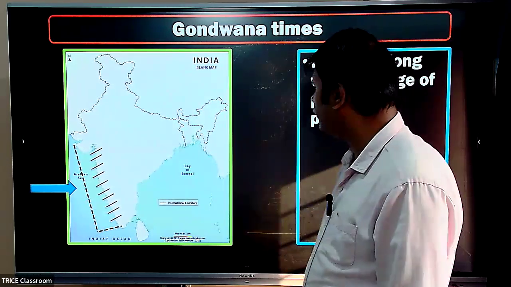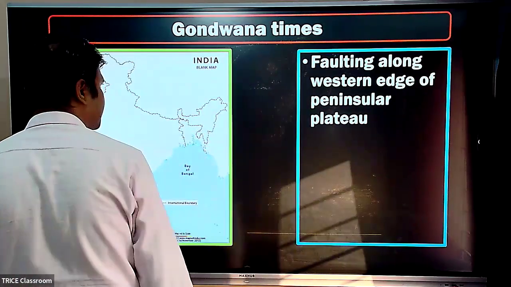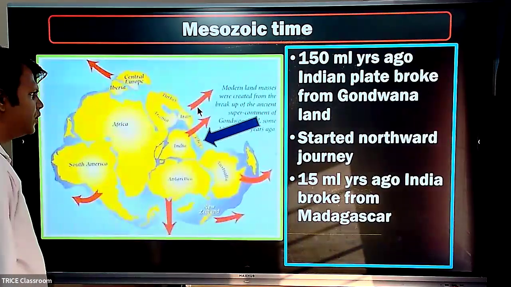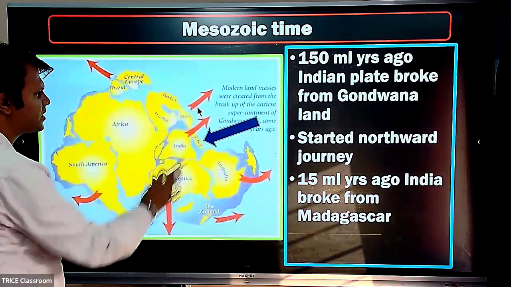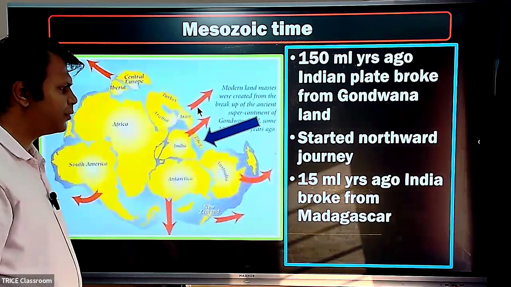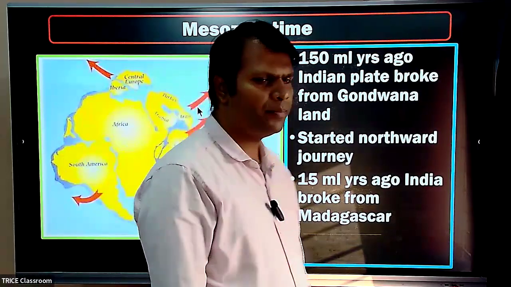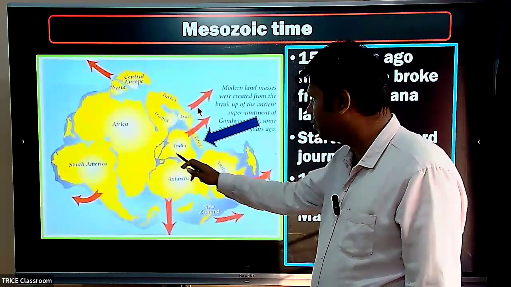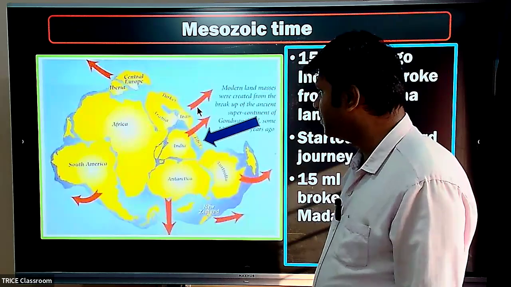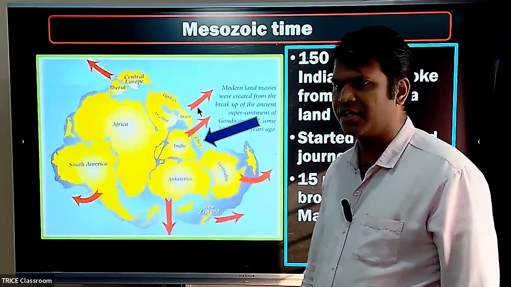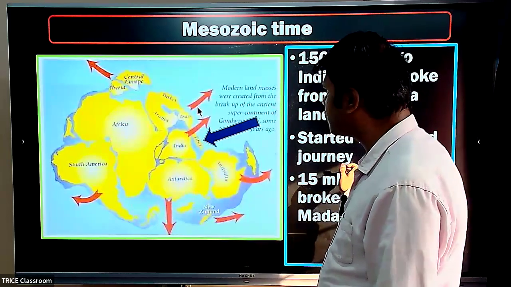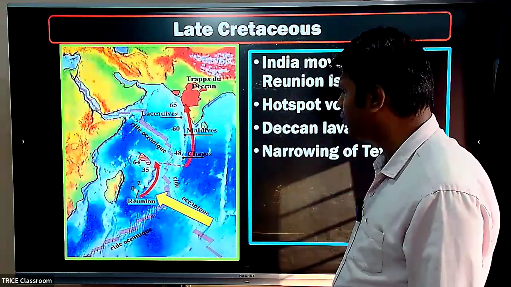Okay, anyways, so the faulting along the western edge took place, and that's how the peninsular plateau got the coastal area. Can you see here? This Indian landmass now starts its northward journey. This was about 15 million years ago. India broke from Madagascar. If you look, our actual coastal area is not matching with the Madagascar region, because our west coast also has got subducted. That's why you cannot see it.